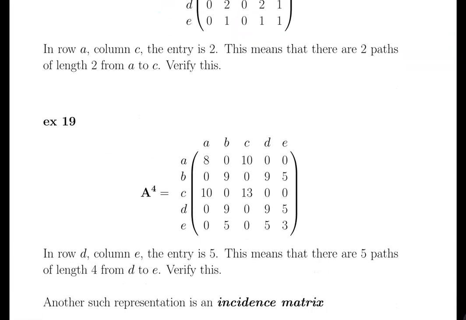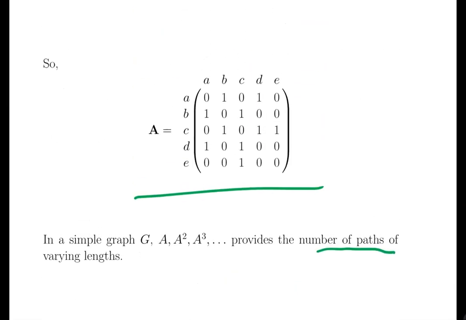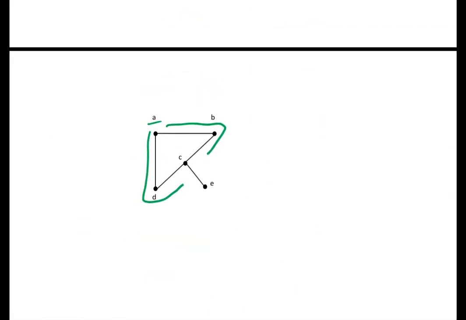A to the 4th, right? Same situation, same matrix, same graph. Row D, column E, we have our 5. This means there must be 5 paths of length 4 from D to E.